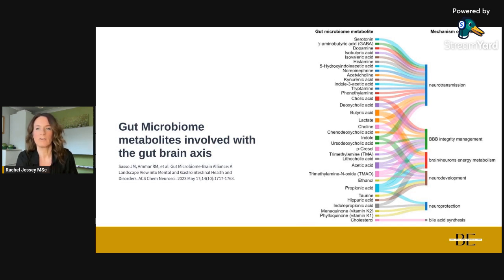So you've got involvement with neurotransmission, you've got blood-brain barrier integrity management, you've got brain neuron and energy metabolism, you've got neurodevelopment, neuroprotection, and then bile acid synthesis. So it really does highlight how important a role the gut microbiome can play in neurodegenerative diseases.